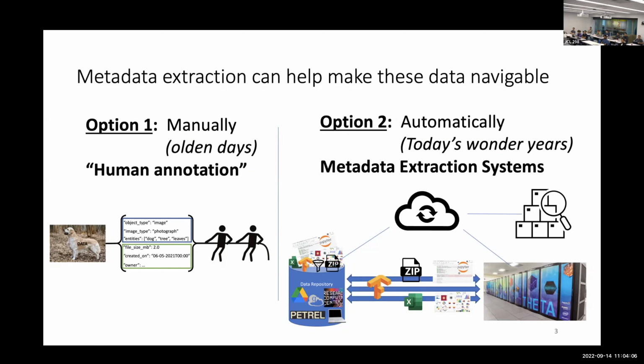Here you might have a picture of a dog. Option one is to manually pull out everything. You might ask a person 20 questions. This is an image. This is a photograph. This has stuff in it. Option two, which is what I'm going to talk about today, is an automated metadata extraction system.